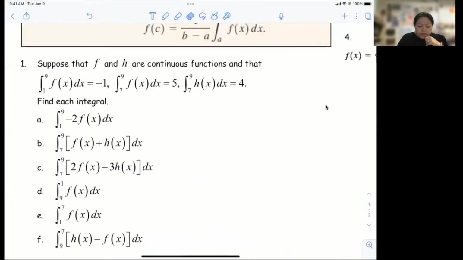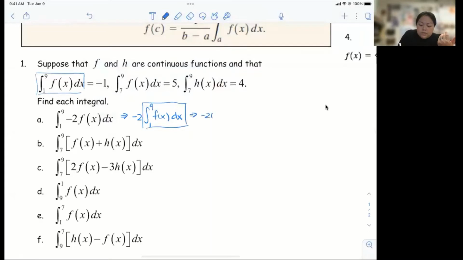First of all, it says I want to do negative 2 times the integral of f of x dx. Remember what I said before, you can always take out your coefficient. So that's really the integral from 1 to 9 of f of x dx, like so. You can see this piece matches this piece right here, which is equal to -1. So this is really -2 times -1, which is an area of 2.